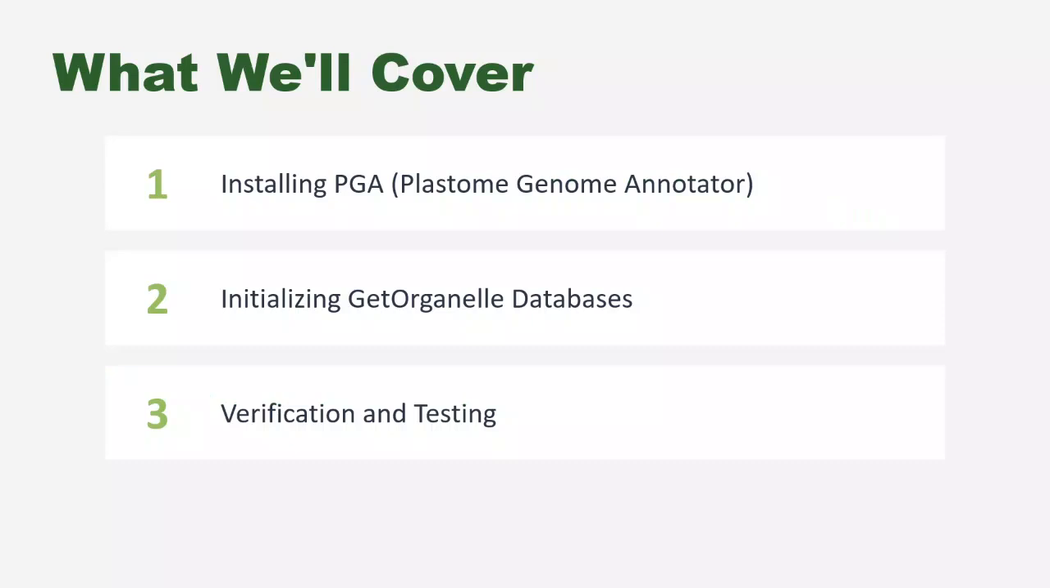Let's start with a quick overview of what we will cover today. First, we will install PGA, which stands for Plastome Genome Annotator. This is a powerful tool for automatically annotating chloroplast genomes. Second, we will initialize the GetOrganelle database. GetOrganelle is essential for assembling organelle genomes from sequencing reads, and it needs a reference database to work effectively. Finally, we will verify that everything is installed correctly and ready to use. Let's get started.